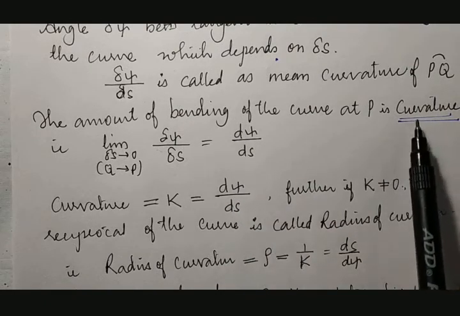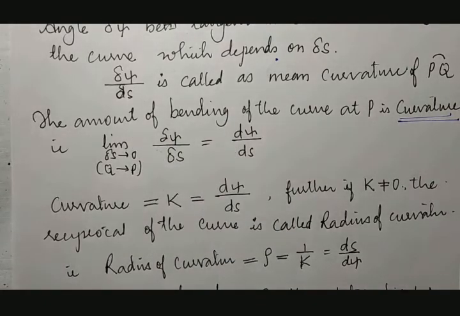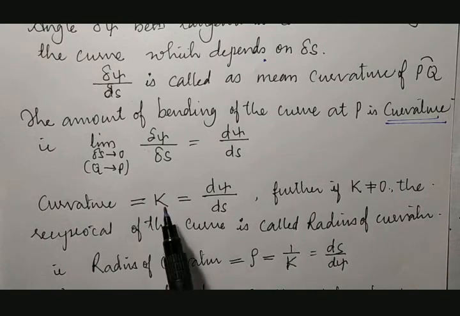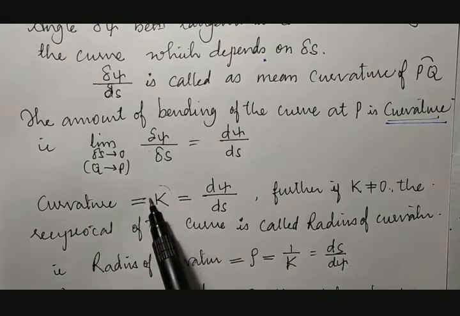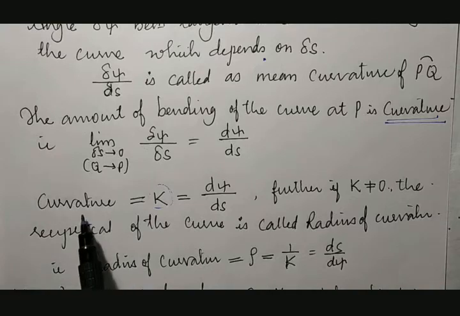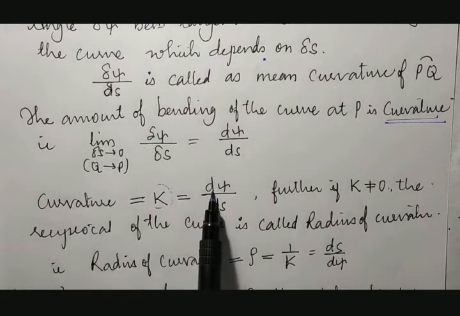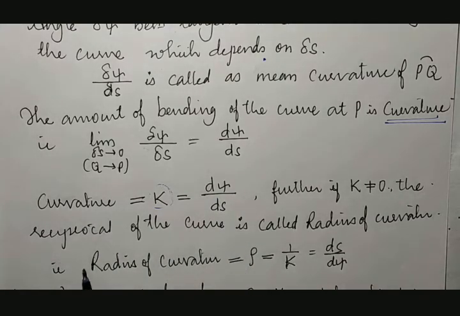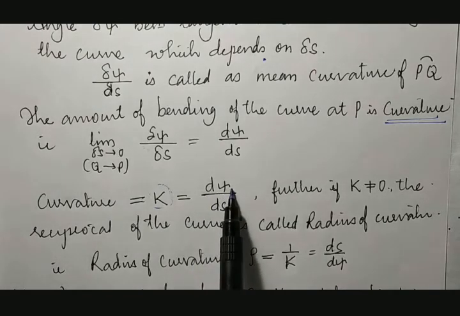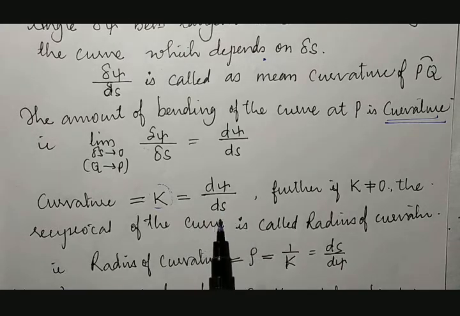Then this whole thing, the amount of bending, is called curvature. That curvature will be denoted by K, and K will be equal to d psi by ds. This means the curvature is calculated by differentiating the function psi with respect to S, because delta psi depends on the distance S.